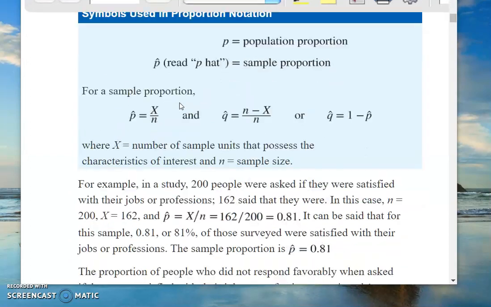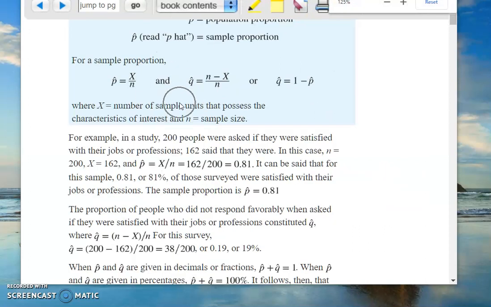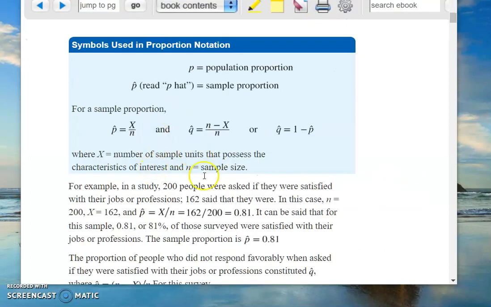Okay, so now let's talk about the example that he uses here. He says, for example, in a study, 200 people were asked if they were satisfied with their jobs or professions. So 200 people, that's my N. That's my sample size, okay? So I talked to 200 people. I asked them, are you or are you not satisfied?